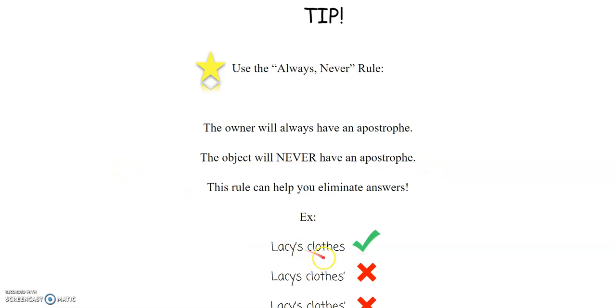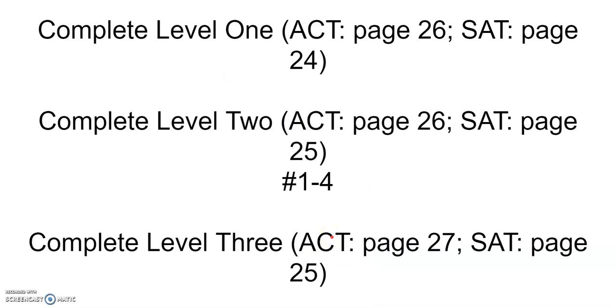Because you will see answer choices just like this. Lacey's clothes, what are her clothes possessing? And why is she not possessing them? Or even this example where Lacey is still possessing her clothes, but her clothes are possessing something else. Both of these are incorrect. Lacey is possessing her clothes. Here are some practice exercises you can do in the packet.